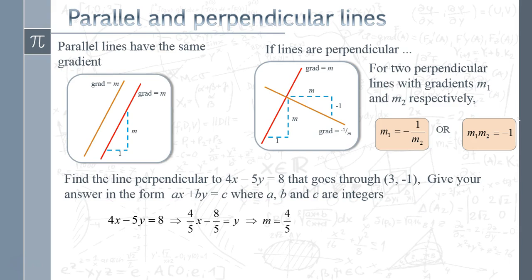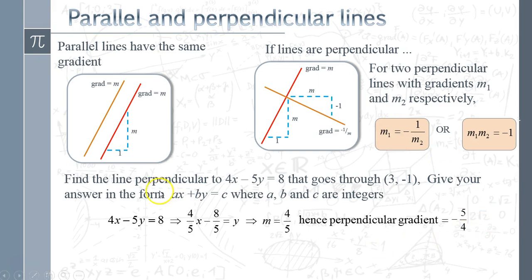If we know that gradient's 4/5, then the perpendicular gradient is just going to be -1 over that. So basically what that means is flip it upside down and whack a minus sign on the front. So hopefully you're happy that this -5 over 4 is the negative reciprocal of 4/5. So we're using this one here. So can I turn it upside down, put a minus on the front, and there's the perpendicular gradient.